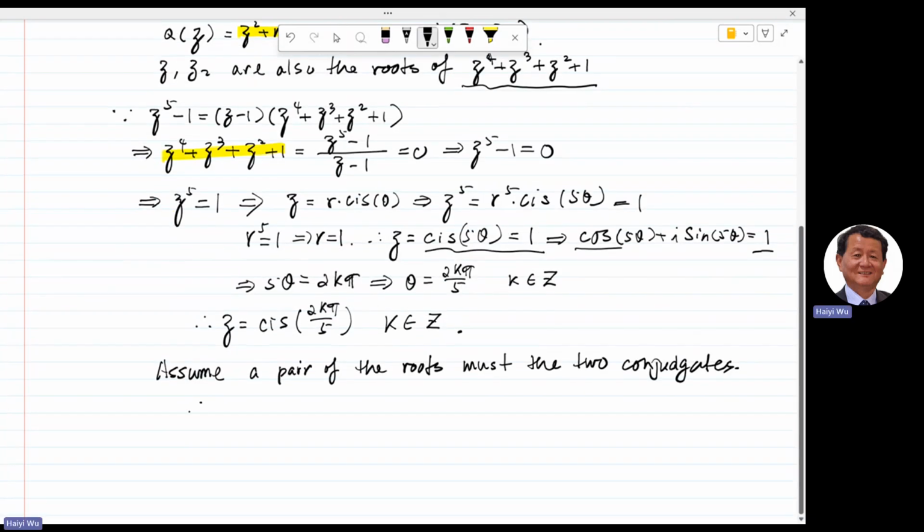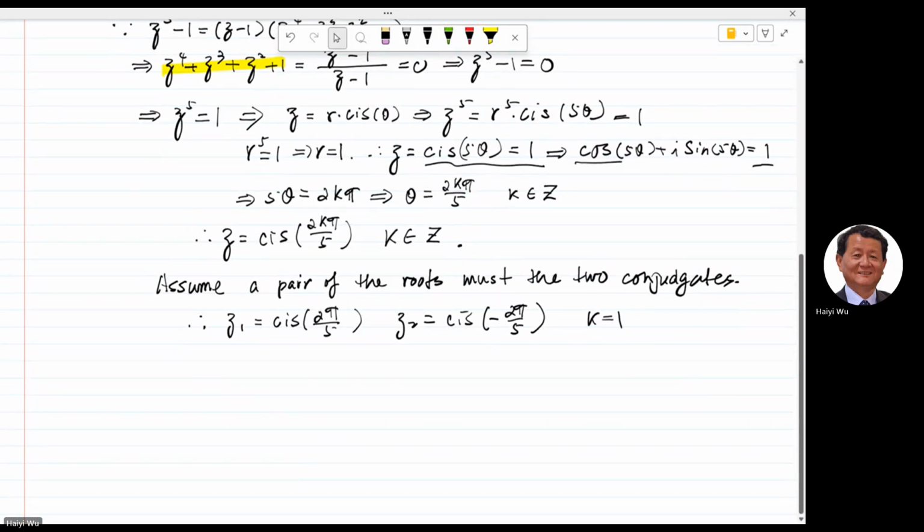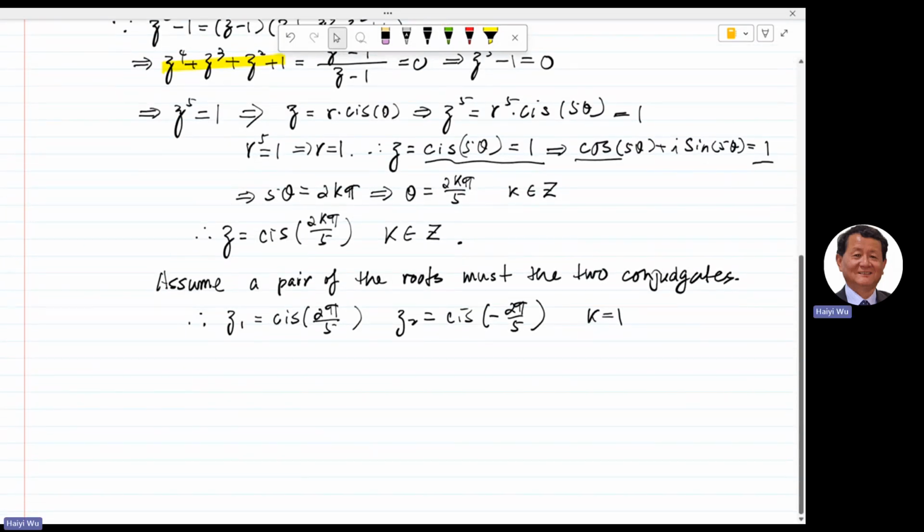So therefore, we call Z1 equal to R cis. Let's use K equal to 1. Let's assume these two are the roots, two conjugates. One is positive, one is negative. So we call K equal to 1. So this is a conjugate pair.